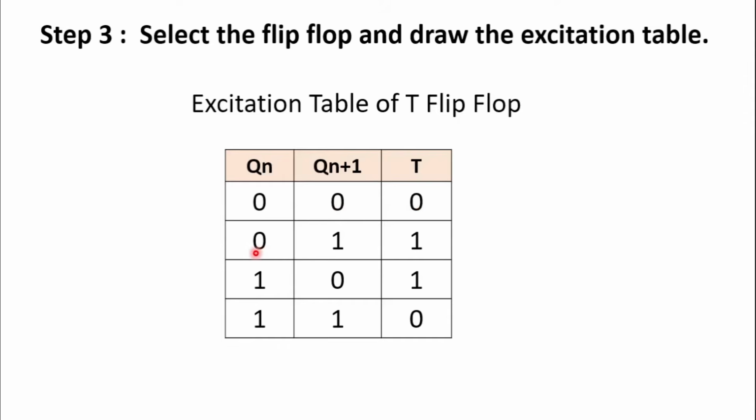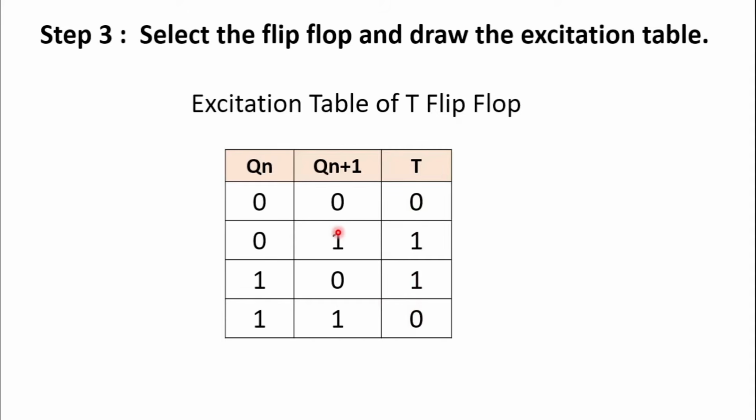If the present state is 0 and after 1 clock it goes to the next state 1, then in that case the T input of the flip-flop should be given 1, so that the 0 to 1 transition takes place. In order to make a transition from 1 to 0, T input should be 1, and in order to make a transition from 1 to 1, T input should be 0. So what input should be applied to the T input of a T flip-flop is shown in this excitation table.